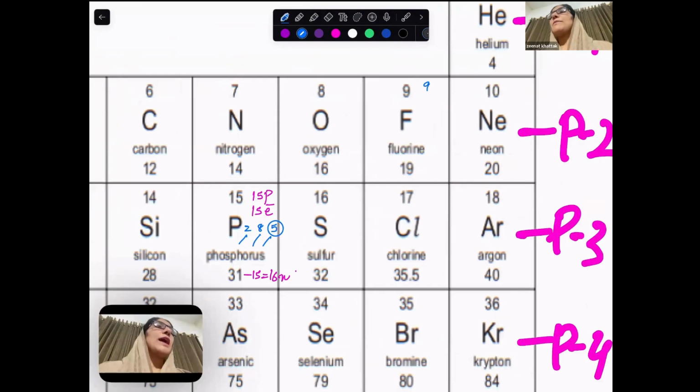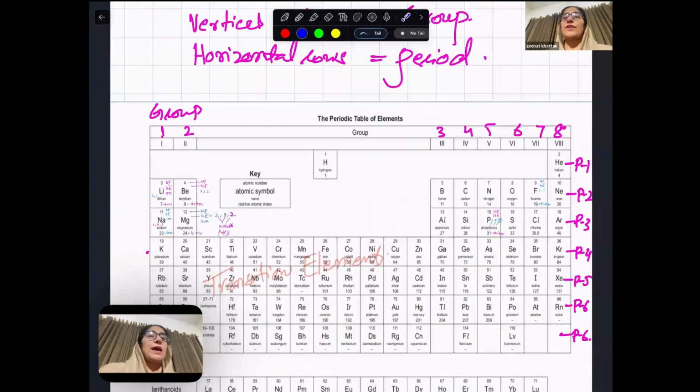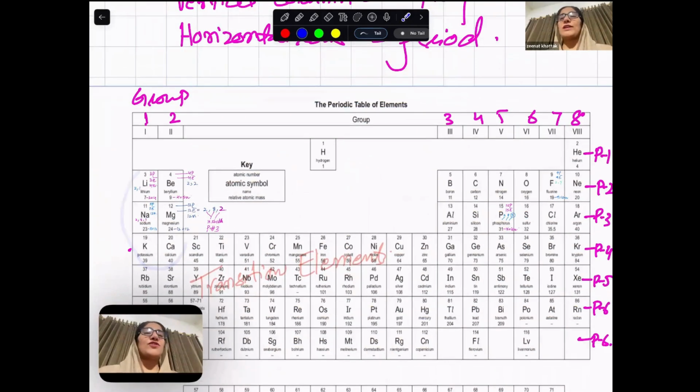Fluorine: 9 protons, 9 electrons, 19 minus 9, 10 neutrons. How are the electrons arranged? 2 in the first shell, 7 in the last. The group number is 7, there are 2 shells, so the period number is 2. Right? In your course, the configurations up to the first 20 elements are included.